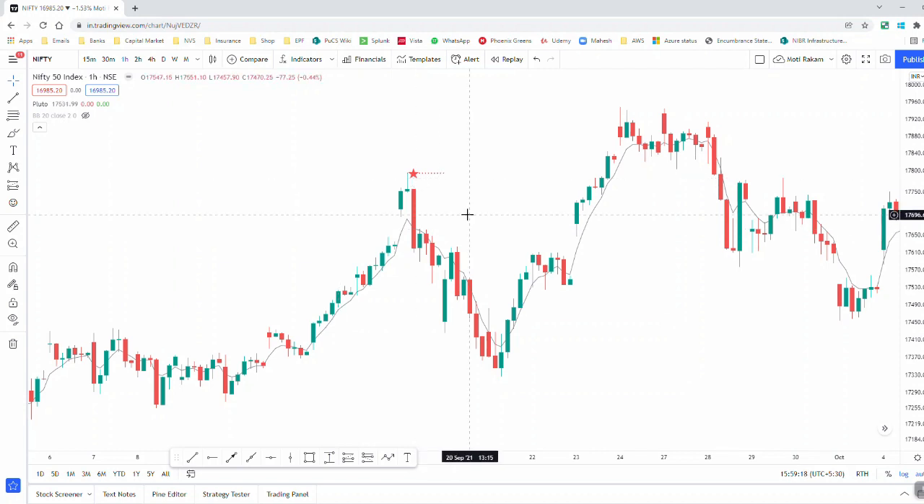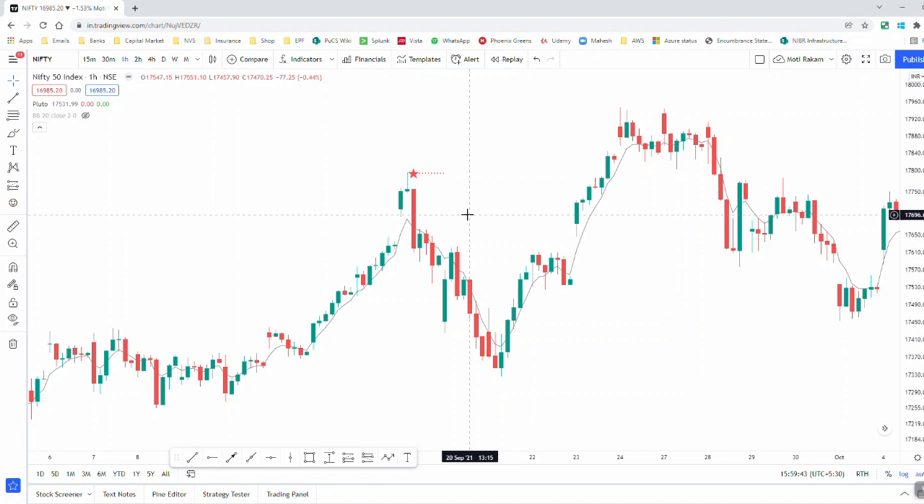Red star means there is a short call, green star means there is a long call. And when the star appears on the chart, it doesn't mean there is a trade. It just suggests that the price has gone beyond the Bollinger Bands range. Let's wait and watch if the price comes back to the mean. It means price has to reverse from there, from that point.